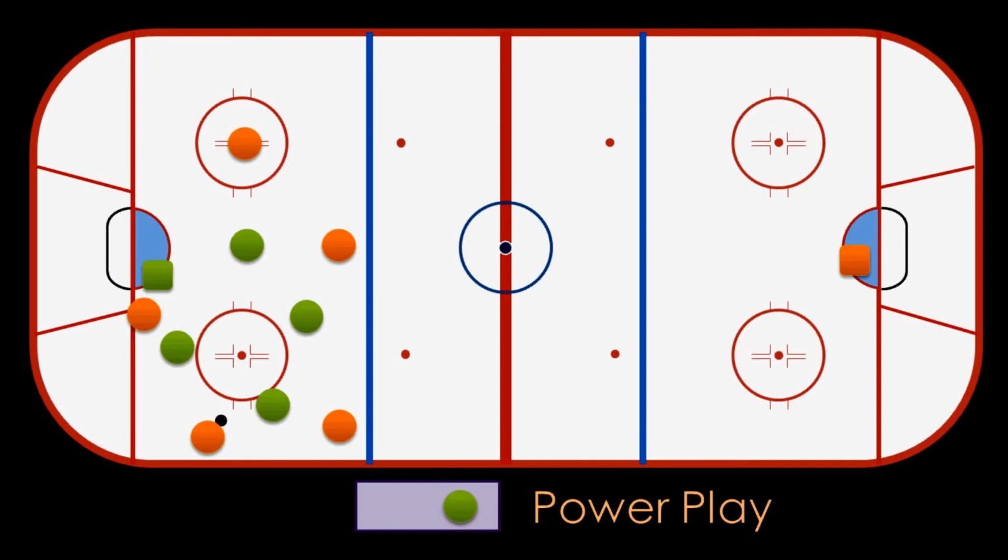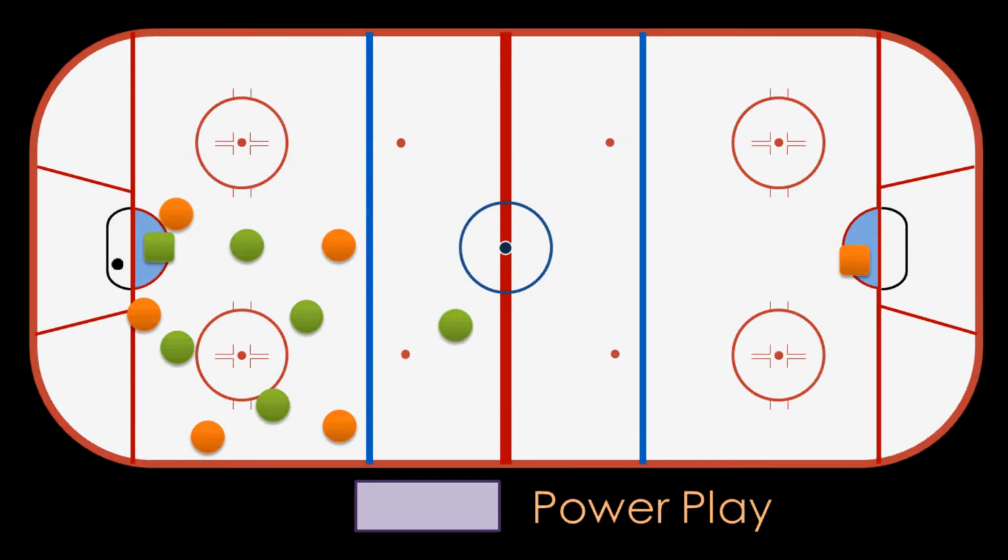So if a team scores a goal while they're on the power play, this is called a power play goal. A power play goal also means that the player in the penalty box can come out of the box no matter how much time was left on his punishment. On the flip side, if a team with 4 players scores a goal, it is called a short-handed goal.